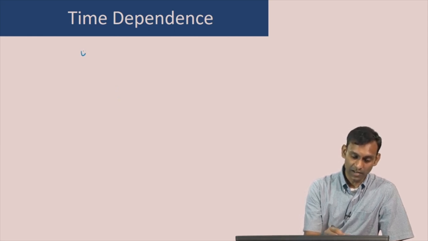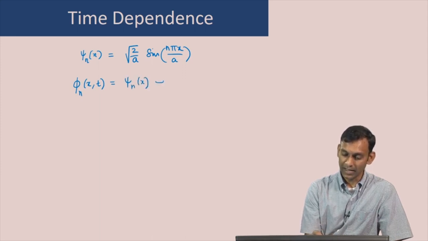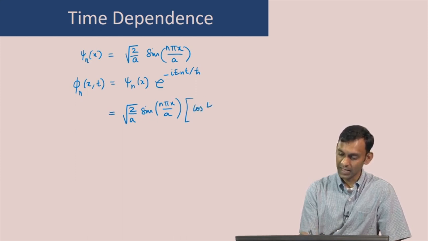So, we have seen that a general eigenfunction is given by psi n of x is equal to square root of 2 over a sin n pi x over a. The time dependent function corresponding to this can be written as phi n of x comma t is equal to psi n of x multiplied by e to the power of minus i E n t over h bar. So, if we write this out completely, this will be square root 2 over a sin n pi x over a, and this time part can be written as cosine of E n t by h bar plus i sin E n t by h bar.